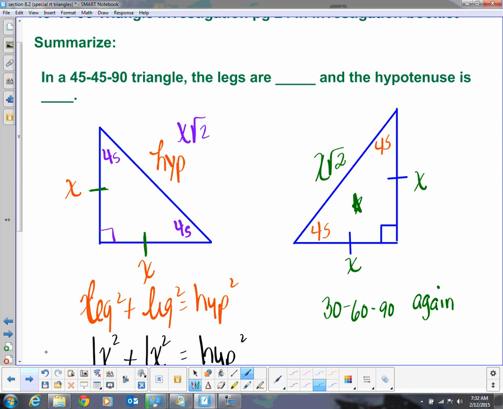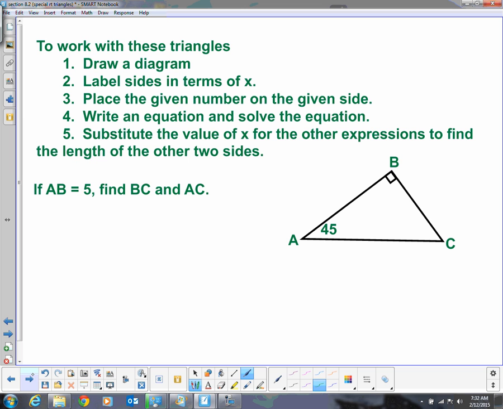All right, so if the process is identical to yesterday, I expect to see, and you're in the book now, a picture, a diagram per picture. So look, draw a diagram, label the sides in terms of x, place the number on the given side, write an equation, and substitute. Those are the exact same directions as yesterday.